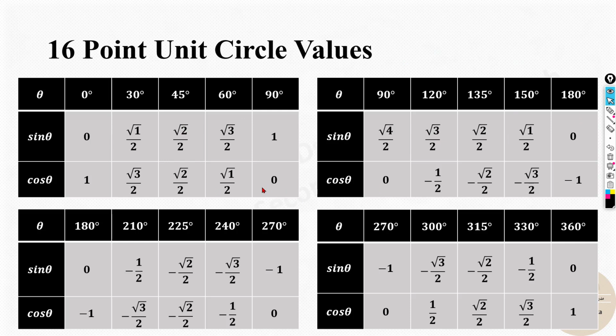Over here also we change. 0 is first, then half. Now this is root 1 by 2, which is half. Okay. Root 2 by 2 and so on.